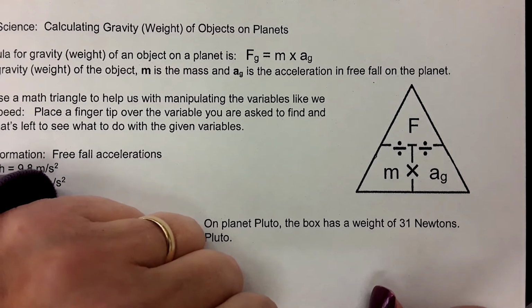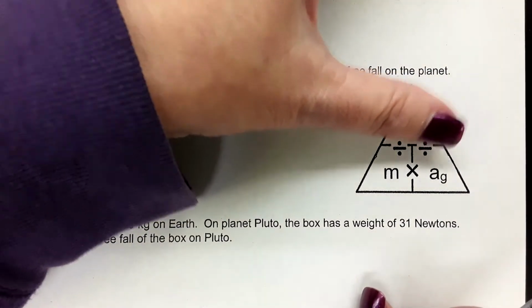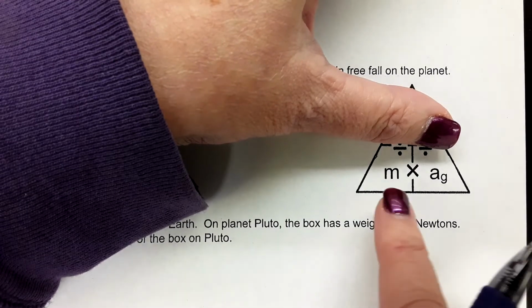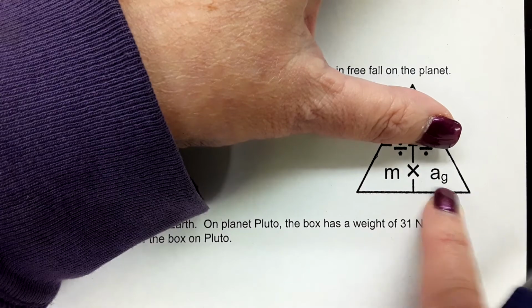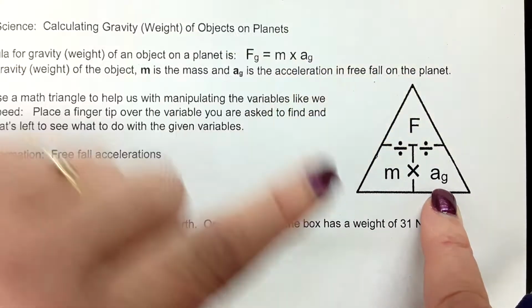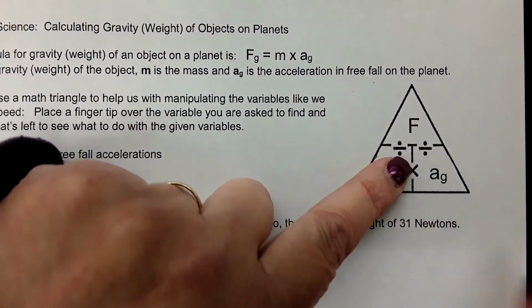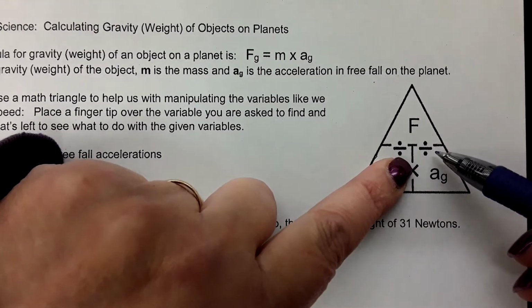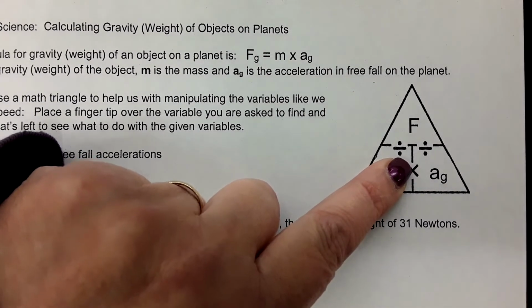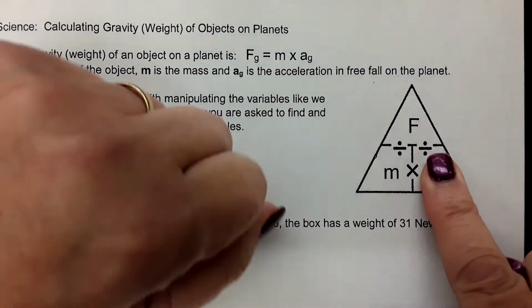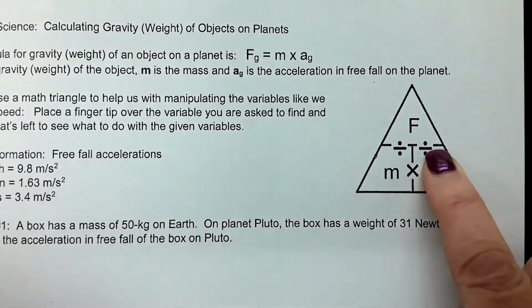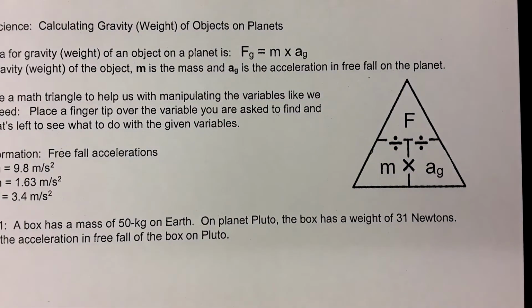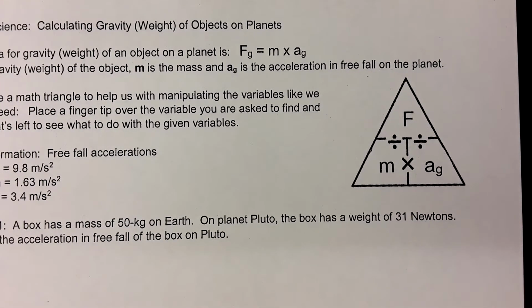So for example, suppose you want to find the force. You cover up the F with your finger and look at what's left. You're going to say mass times acceleration due to gravity in free fall to get the force. If you want to find the mass, cover the mass up with your finger and you get force divided by acceleration. If you want to determine the acceleration, you're going to say force divided by mass. So you just cover up whichever one you're looking for and it tells you what to do with the variables that you already have values for.